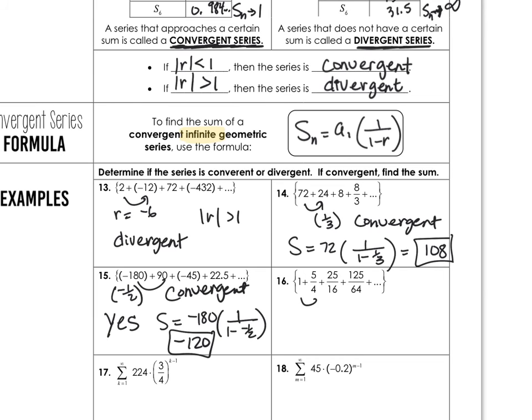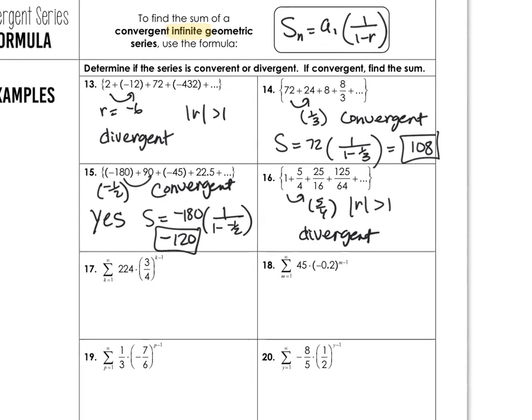Whereas on number 16, they're multiplying by 5/4. Well, that's a fraction, but the absolute value of r here is greater than 1 because this is 1 1/4. So it's divergent. It does not have a sum. So just be careful on those.